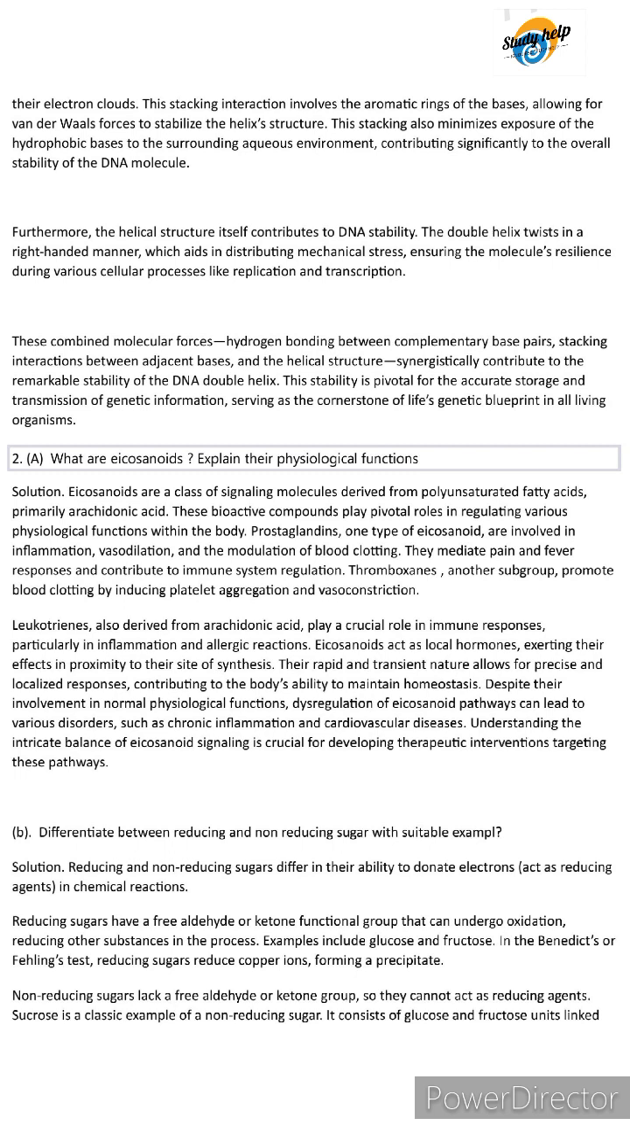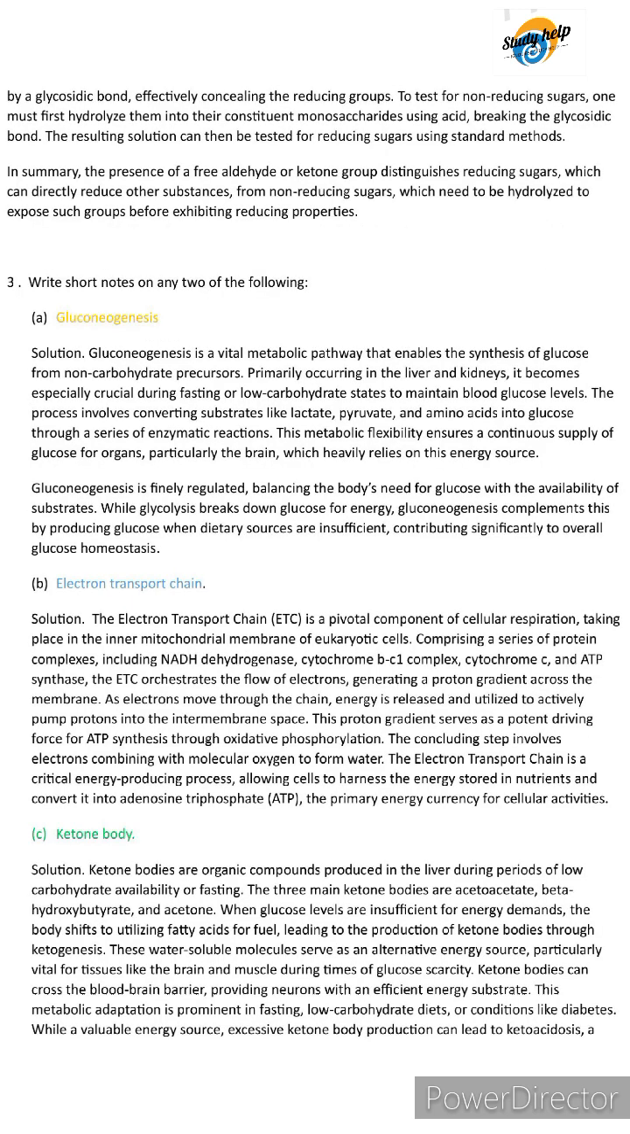Reducing sugars have a free aldehyde or ketone functional group that can undergo oxidation, reducing other substances in the process. Examples include glucose and fructose. In the Benedict's or Fehling's test, reducing sugars reduce copper ions, forming a precipitate. Non-reducing sugars lack a free aldehyde or ketone group, so they cannot act as reducing agents. Sucrose is a classic example of a non-reducing sugar. It consists of glucose and fructose units linked by a glycosidic bond, effectively concealing the reducing groups.